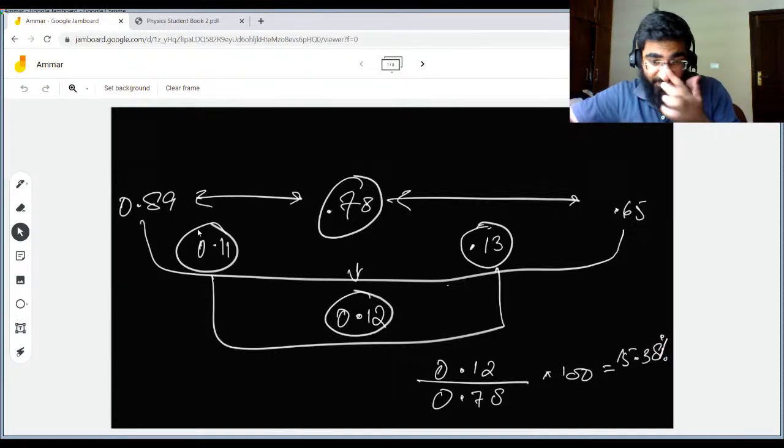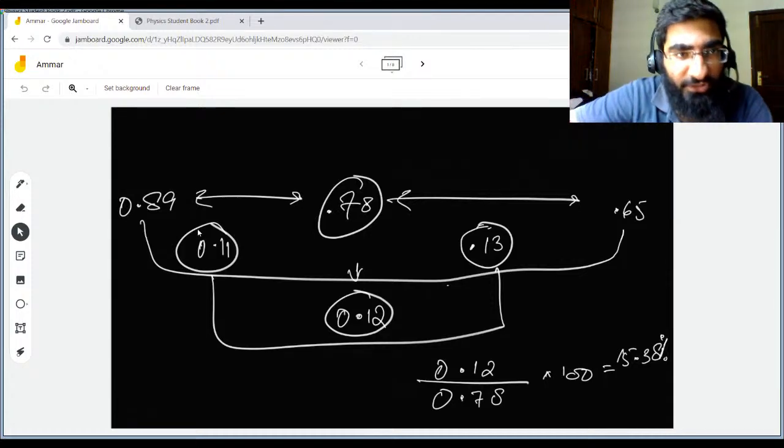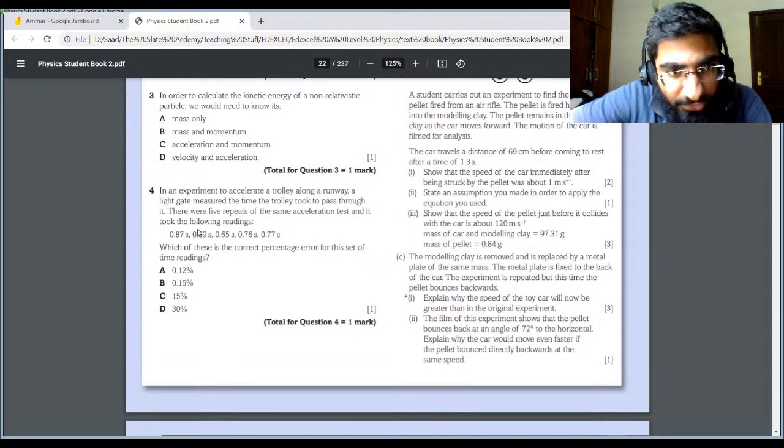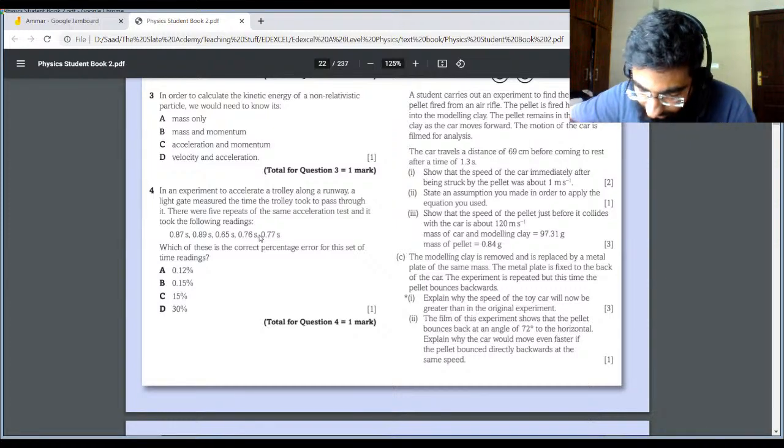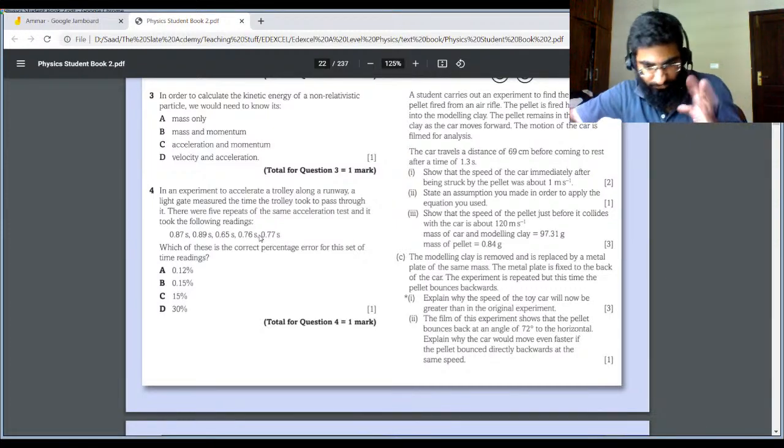You can take the median value as well, but I resorted to the mean. The median value would have been 0.77, but it's better to take the mean value. If I'm taking the mean value, this is the value of this experiment. The answer for this experiment is 0.78.